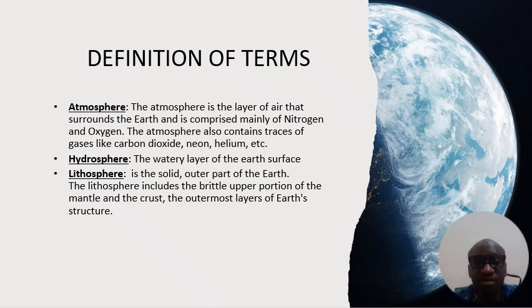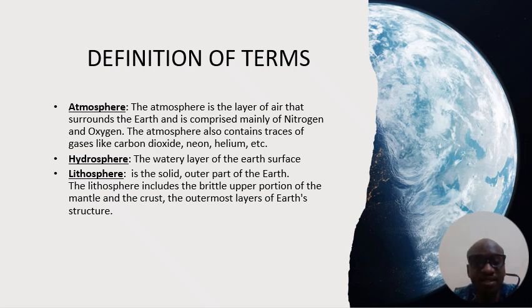In addition, the atmosphere contains trace gases like carbon dioxide, neon, helium, and other elements and gases which play critical roles in processes such as climate regulation and photosynthesis. This layer protects us from harmful solar radiation and helps maintain the planet's temperature. Then we have the hydrosphere.